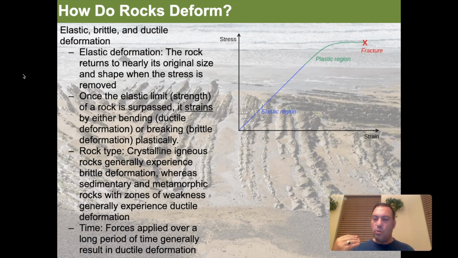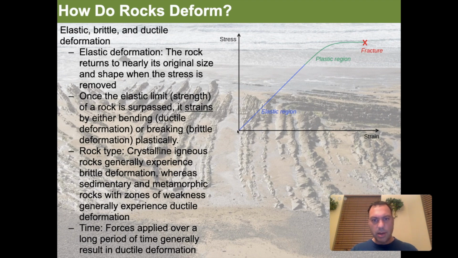But if you exceed the strength of that material, you go into the next step. Once the elastic limit or the strength of rock is surpassed, it strains. In other words, it breaks by either bending, which is ductile deformation, or breaking, which is brittle deformation. And in this sense, plastically. So elastic means it can return. Plastic means it's broken, right? It's not going to return. There's something permanent in that change. And so we can imagine that when we look at this diagram over here.